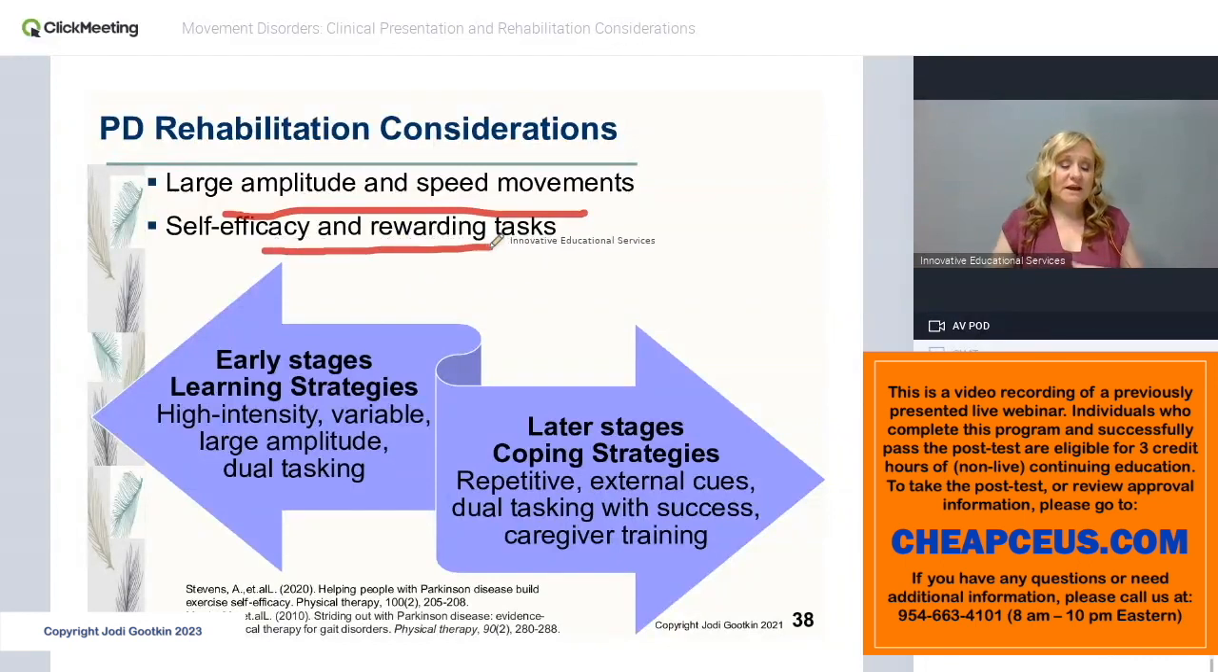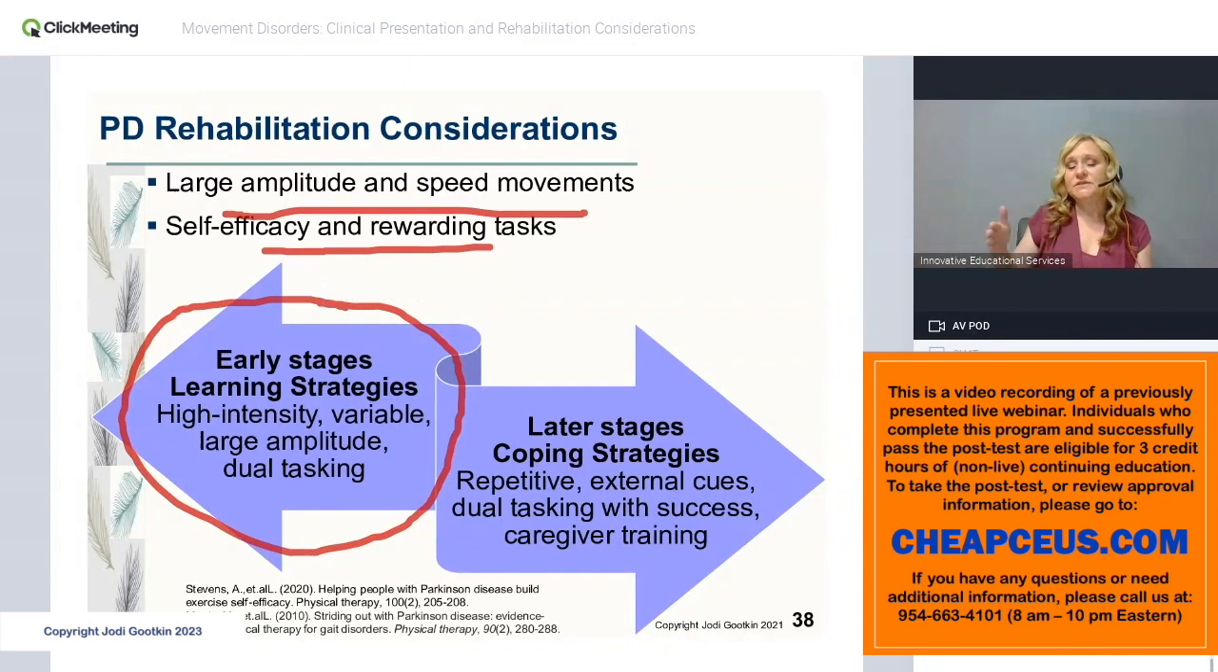Looking at rewarding tasks, having them be positive experiences. In the early stages, this is where we're focusing along with dual tasking. As the individual is progressing into the later stages of the disease process, this might be where they need more external supports in order to be able to participate. That might be when we're using more external cues. There might have to be more caregiver training on how to cue that individual with the strategies we're going to look at next appropriately. And of course, you're looking at ADL equipment, range of motion, all of the typical things we're already including for that patient.